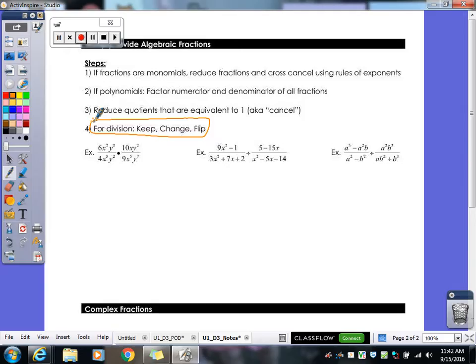If fractions are monomials, reduce the fractions by cross-canceling and using your rules of exponents. So this first one here, we have all monomials. They're all single terms there. What cross-cancel means is, for example, I have a 6 here. I can reduce that with the 4. I can do 6 divided by 2 gives me a 3. 4 divided by 2 gives me a 2. Can I cancel anything else out in this first fraction?